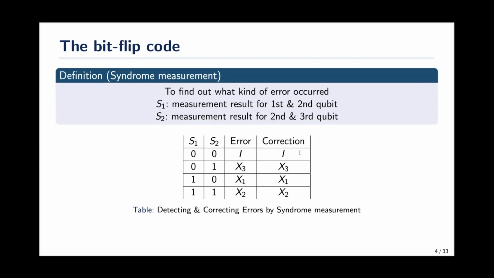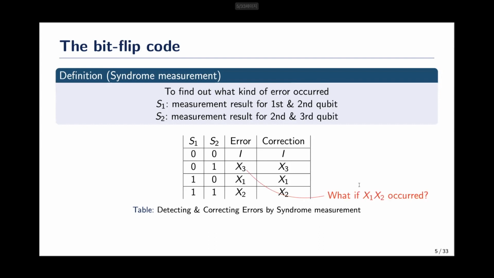Let's define a syndrome measurement. S1 is the measurement result for the first and second qubit, like the previous circuit, and S2 is the measurement result for the second and third qubit. If S1 equals 0 and S2 equals 1, it means only the third qubit is different. So a Pauli X error occurred on the third qubit, and we can correct it by applying Pauli X on the third qubit. This table shows how to correct the error for each syndrome measurement result.